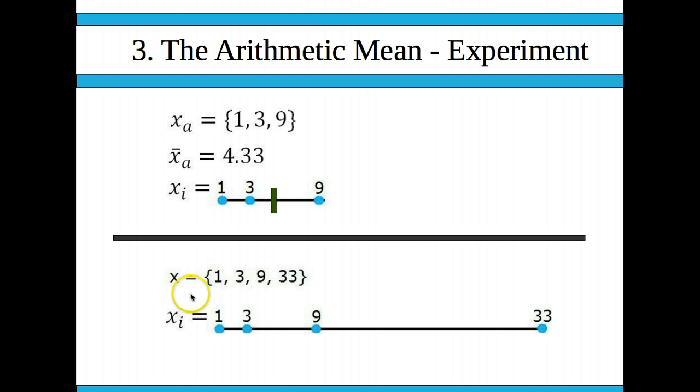However, if we have another distribution with an outlier, so it's the same as before.